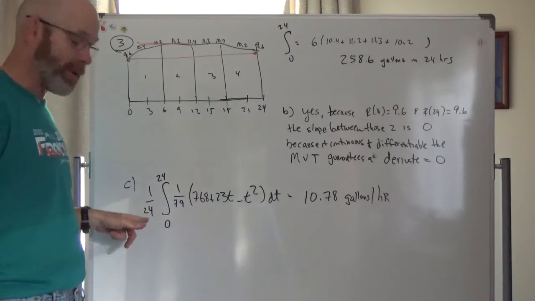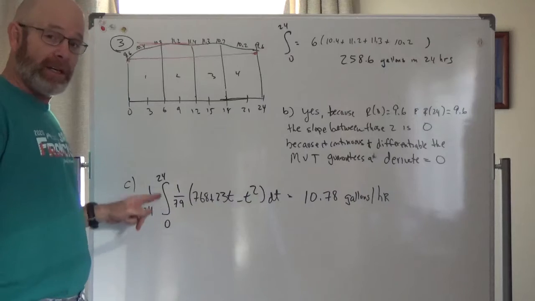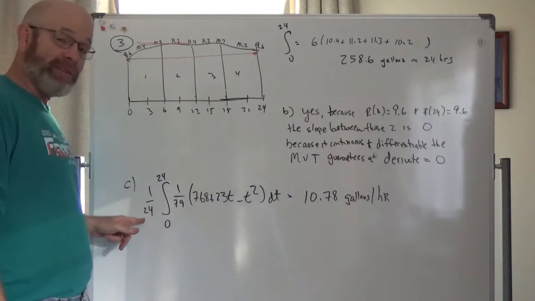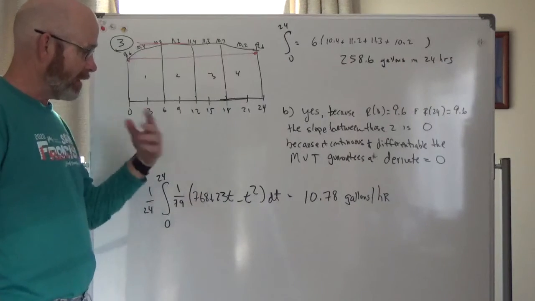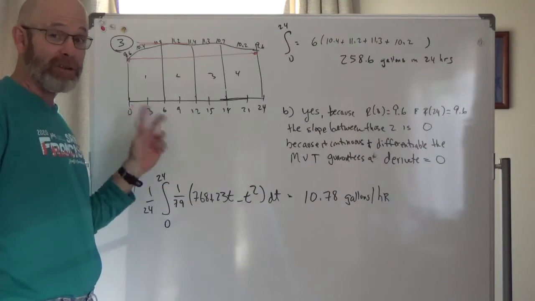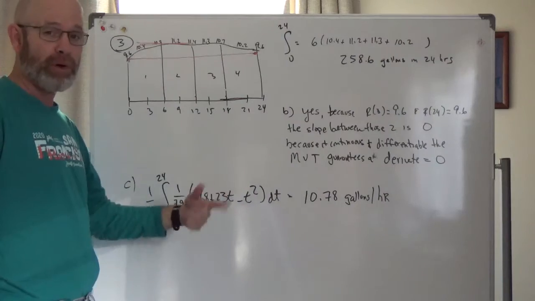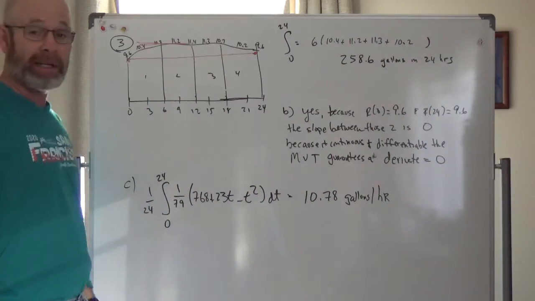24-hour time period. So remember, average is just integrate the function over that time period and then divide it by the length of the interval. So I just did this straight on the calculator, nothing else. And I got 10.78. So it's the average rate, so it's 10.78 gallons per hour. So I think that's it for number 3.